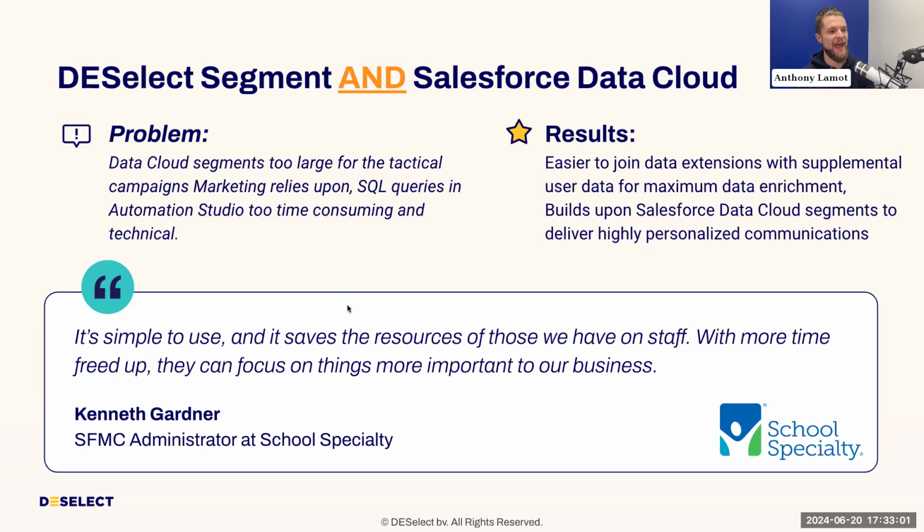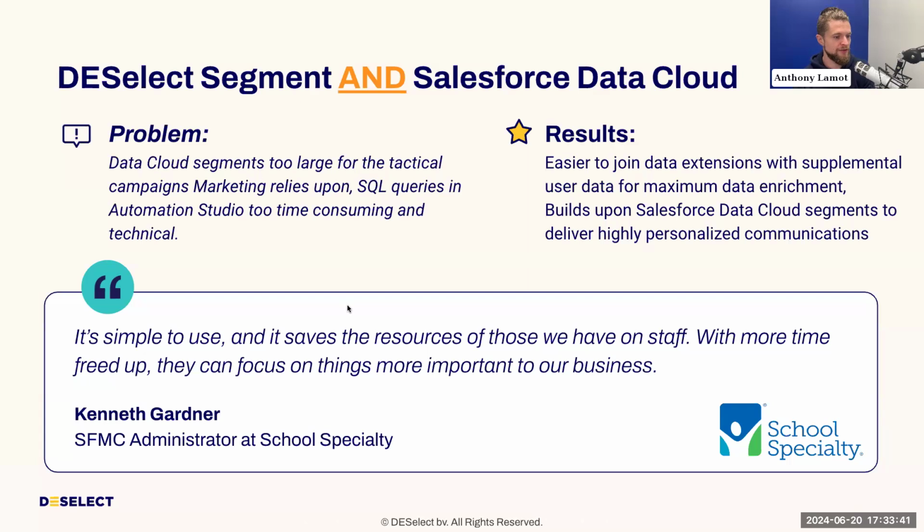The problem that School Specialty had was that the Data Cloud segments were too large for the technical campaigns. And they also tried to do SQL queries and Automation Studio, which was too time consuming. So they started to use Data Cloud in conjunction with DESelect segment. And the result is that they found it easier to join data extensions, supplemented with additional user data, so they have more data enrichment. So you can see it goes a little bit even beyond segmentation. They also used DESelect segment to enrich the data in Marketing Cloud, but they can also build further upon the Data Cloud segments. And overall, it's leading them to create more highly personalized communications.